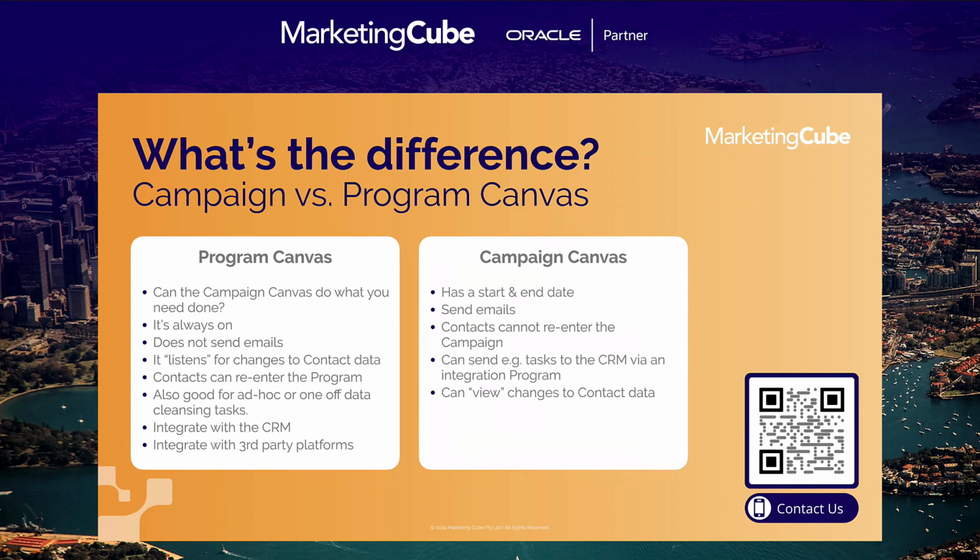So if you compare that to the campaign canvas, it's start and end dates. Obviously, it's where you do send emails. Your contacts cannot re-enter. You can send tasks to the CRM via an integration program. So that's kind of where the two can work together. So from the campaign canvas, we can push people into a program to do certain things.